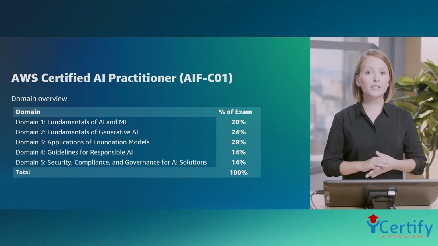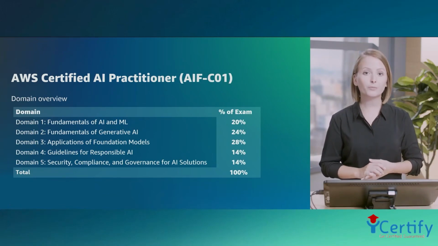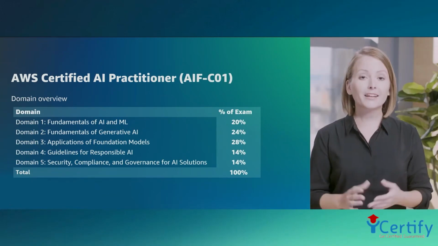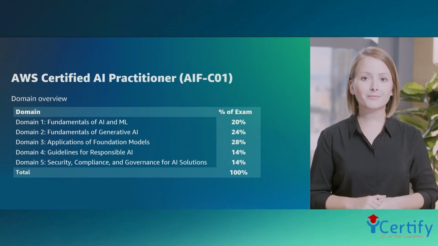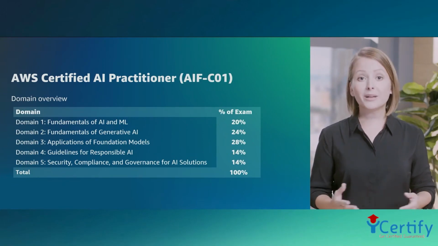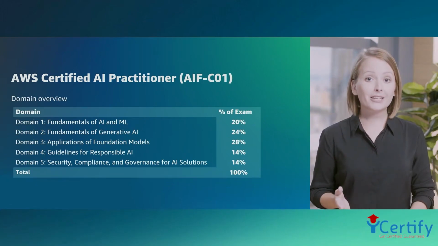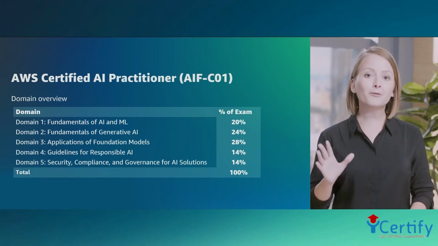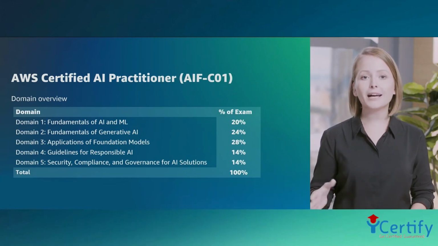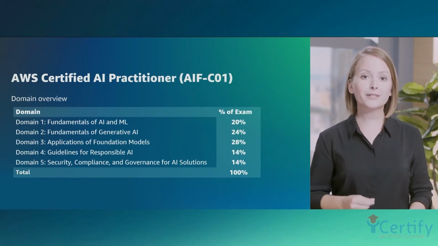Domain 2 is fundamentals of generative AI. It is 24% of the exam. Domain 3 is applications of foundation models. It is 28% of the exam. Domain 4 is guidelines for responsible AI. That is 14% of the exam. Finally, Domain 5 is security, compliance, and governance of AI solutions. It is 14% of the exam.